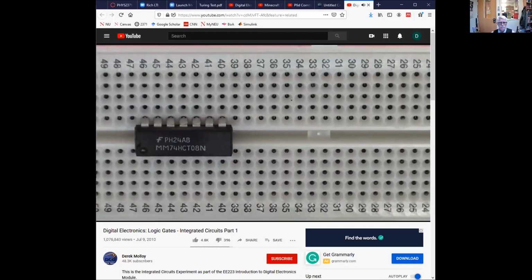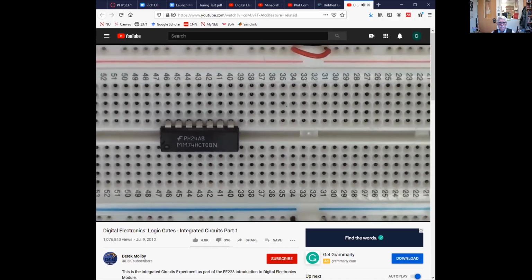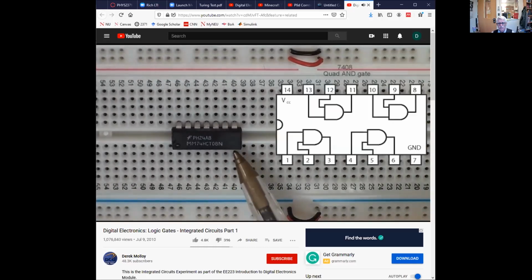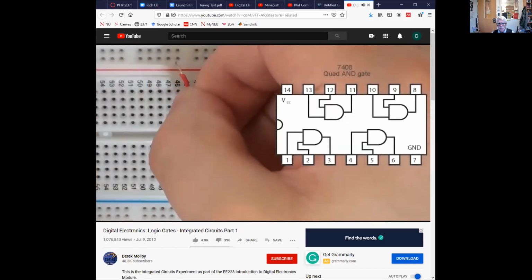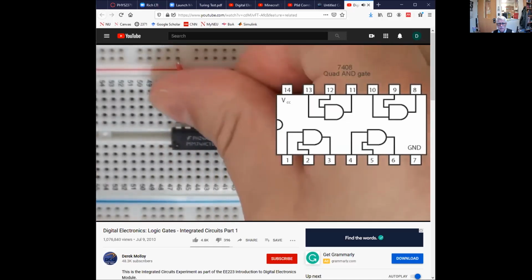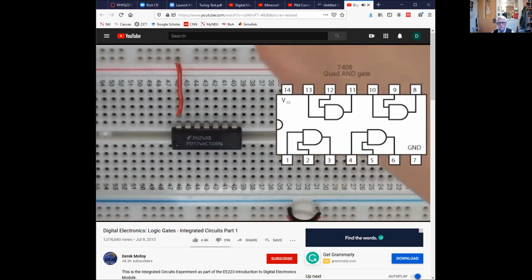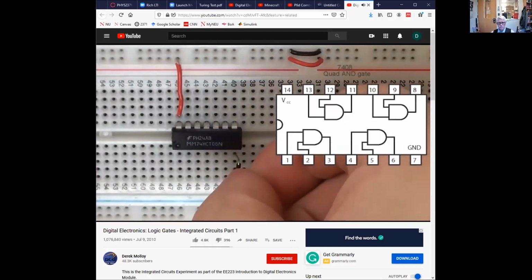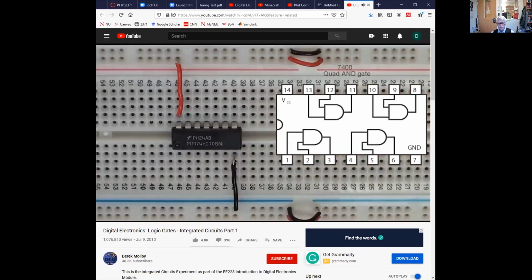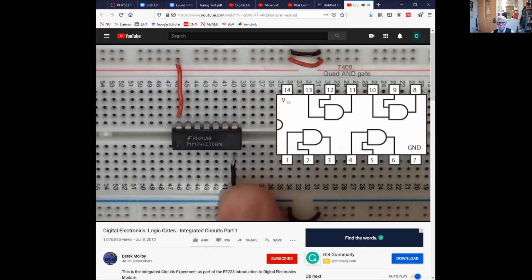The first thing we need to do is connect up the power to the chip. So I've set up the rails so that we have easy access, and on this particular chip, pin 7 has to be connected to ground, and pin 14 has to be connected to VCC. So here we're going to connect pin 14 to VCC, and pin 7 to ground. Okay. So our chip is powered. I haven't connected the supply yet, but the chip is powered.